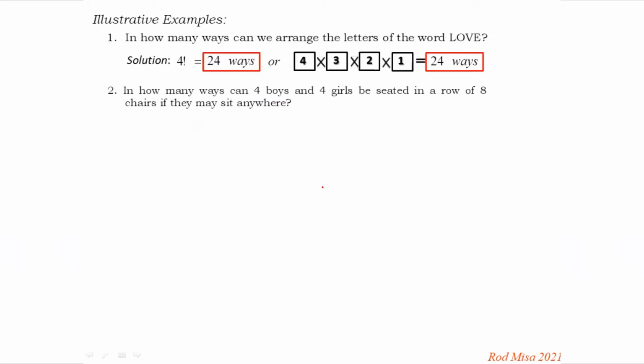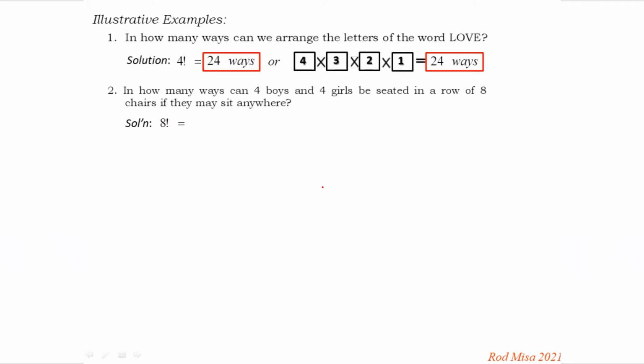Number 2: in how many ways can 4 boys and 4 girls be seated in a row of 8 chairs if they may sit anywhere? Here, we can still use our first theorem because we are arranging all of them regardless of gender. So that is 8 factorial.